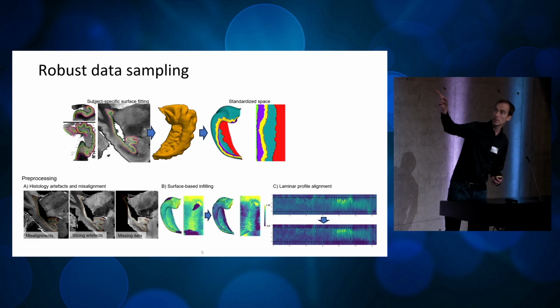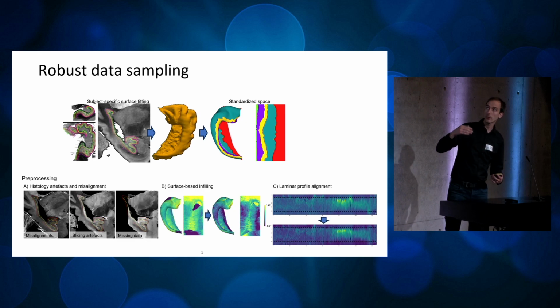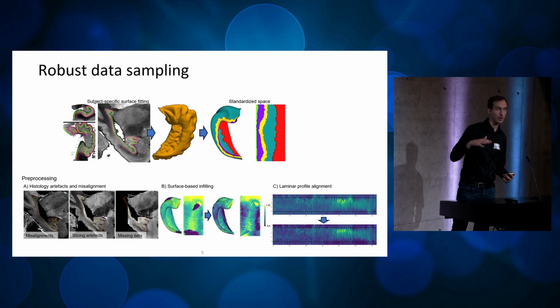If you look at the top left, the orange and the red are the inner and outer hippocampal surfaces, but then I also extrapolated them a bit further in the green and red. And this allows us to then sample data along the columnar direction of the hippocampus that's actually outside of the hippocampus.